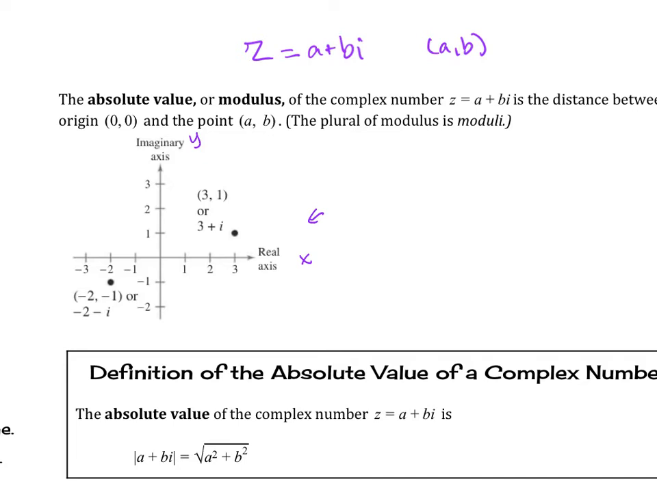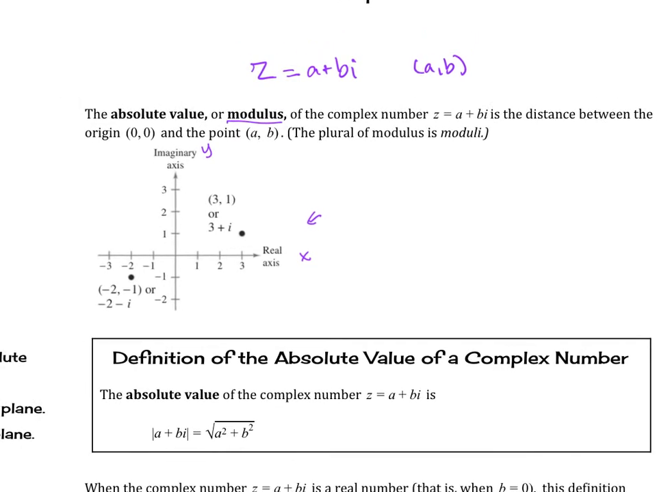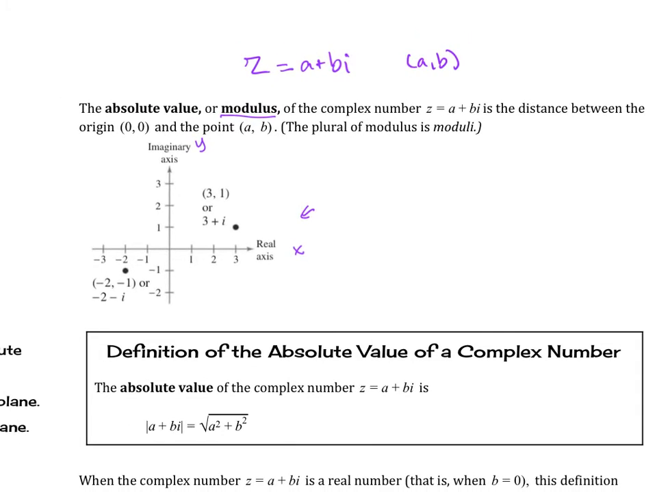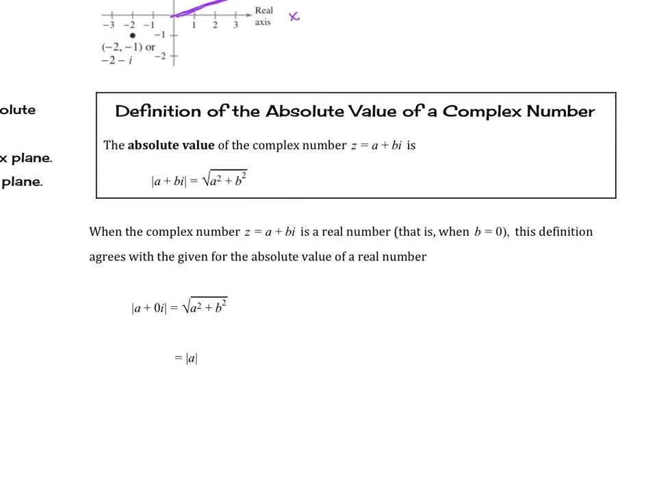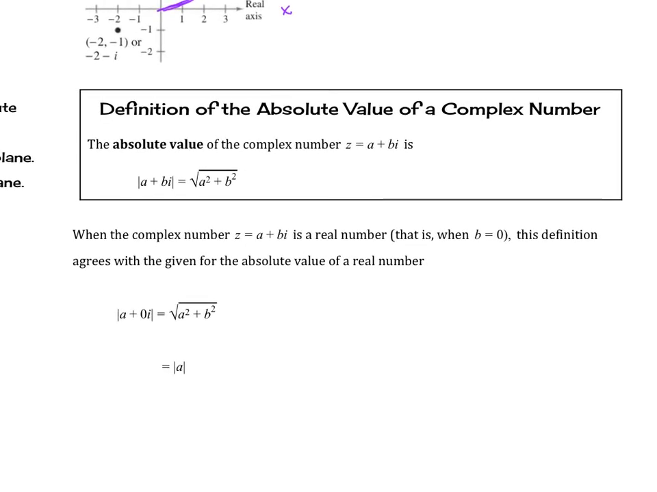So the absolute value, also called the modulus, of the complex number z equals a plus bi is the distance between the origin and the point (a, b). So when we're finding the absolute value, we're finding the distance from that point to the origin. And just as an FYI, the plural of modulus is moduli. So the absolute value of the complex number z equals a plus bi is the square root of a squared plus b squared.